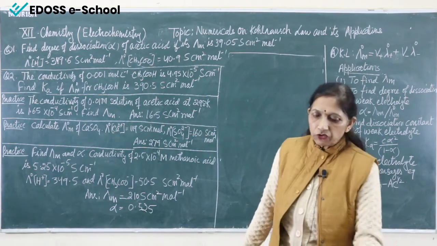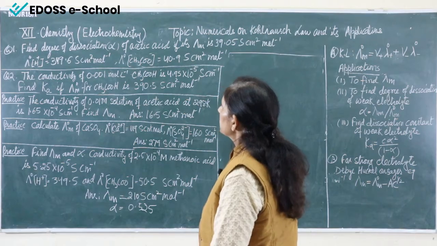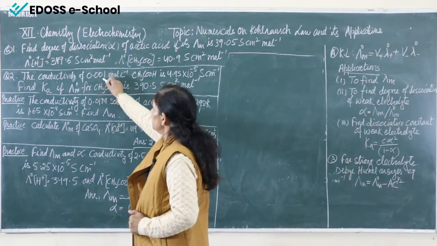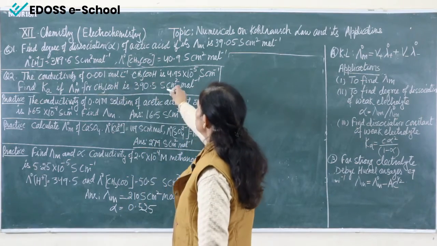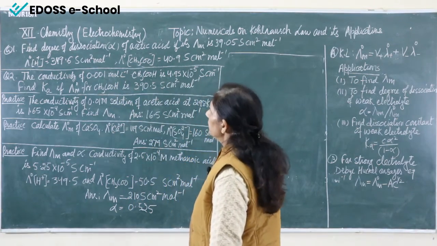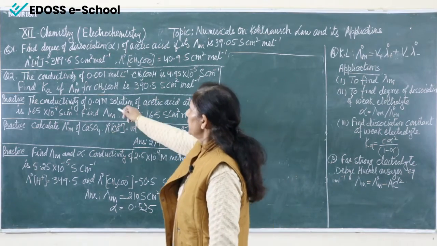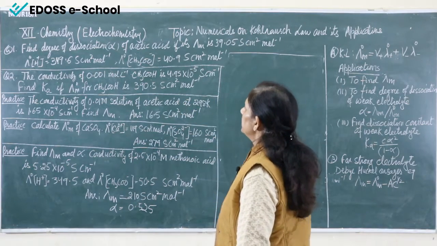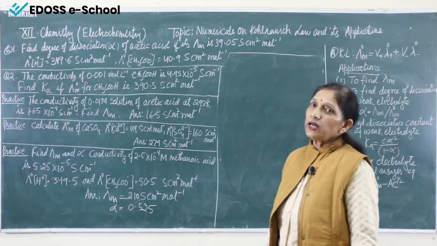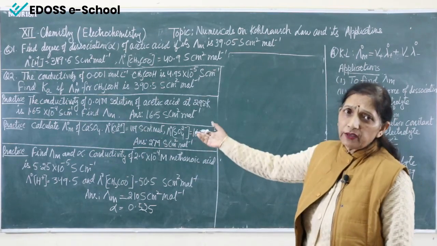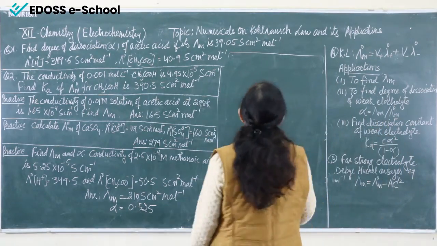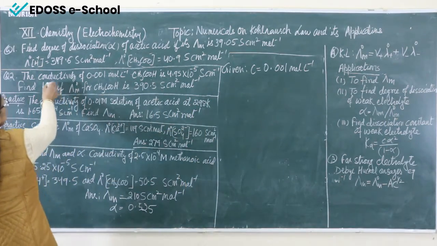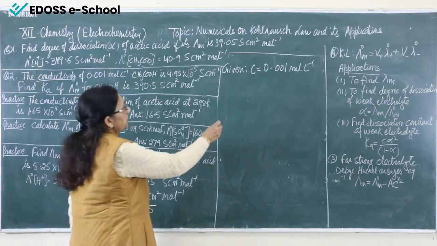Now, coming to the second question. The conductivity of 0.001 mole per liter acetic acid is this. Find Ka if the limiting molar conductivity for acetic acid is 390.5 Siemens centimeter square per mole. Okay, so in the same way, in this question also, first of all, we will write what is given to us. So in this question, C is given to us, and what another thing is given? Conductivity is given to us.